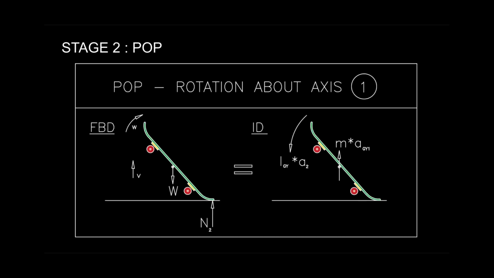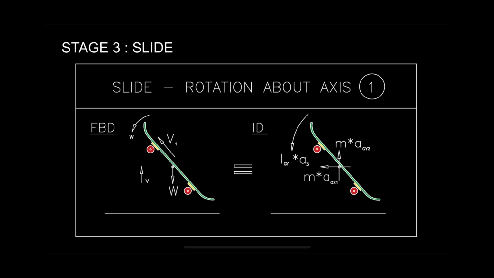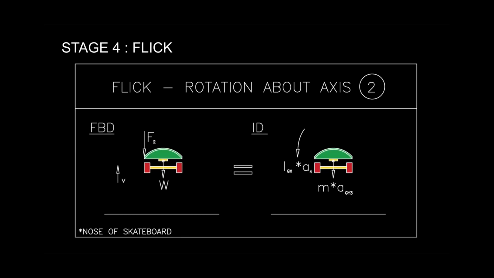The second stage is the pop. This is when the tail pops off of the ground, shooting the board upwards and rotating it counterclockwise. Then the skater slides their foot up the deck, which supplies a shear force that both translates and rotates the board. Then the skater flicks their foot downwards off the side of the board, which causes the board to rotate about its centroidal x-axis and translate downwards.